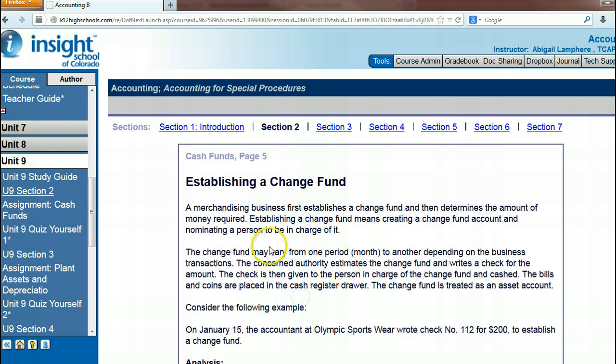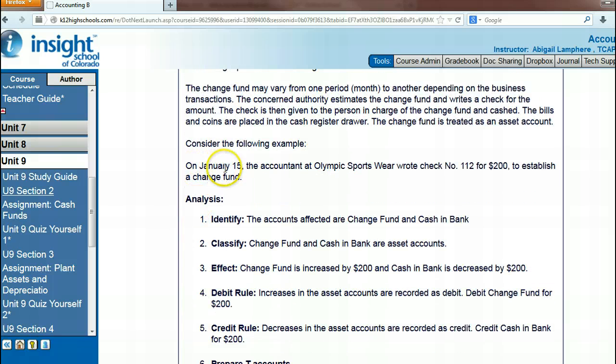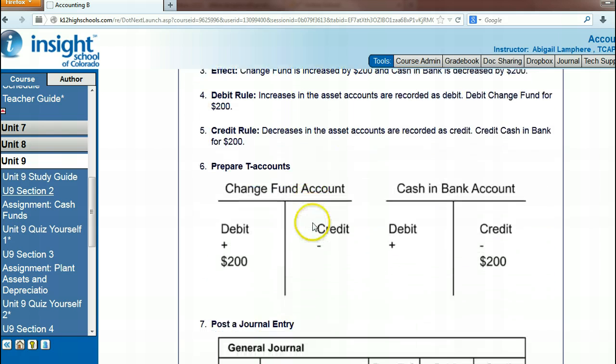With this change fund, we need to keep track of it and, at the end of the day, record where we're at with our change fund. So let's take a look at this page. Consider the following example. January 15th, the accountant at Olympic Sportswear wrote check number 112 for $200 to establish a change fund. So they took cash out of their cash and bank. They wrote themselves a check for $200 to take that cash out and put it into their cash register or their change fund. So this is what that transaction looks like.